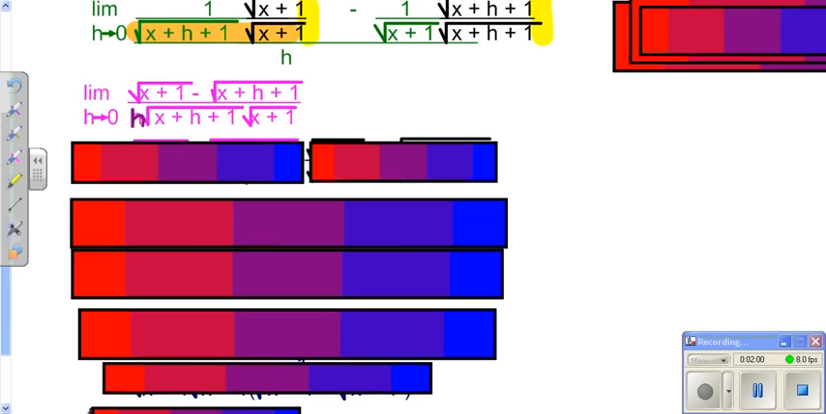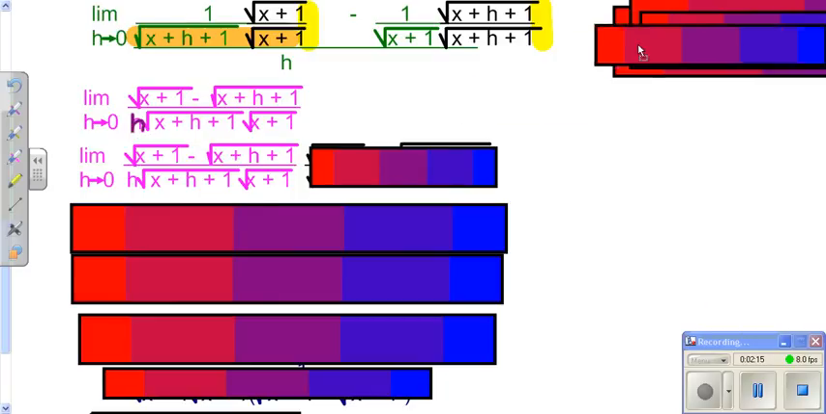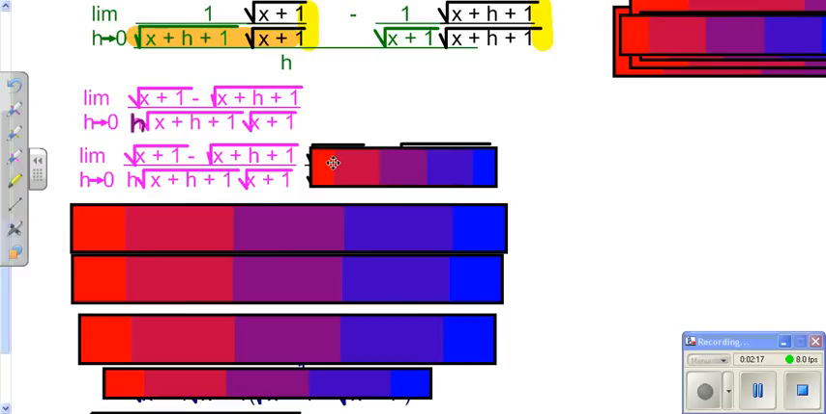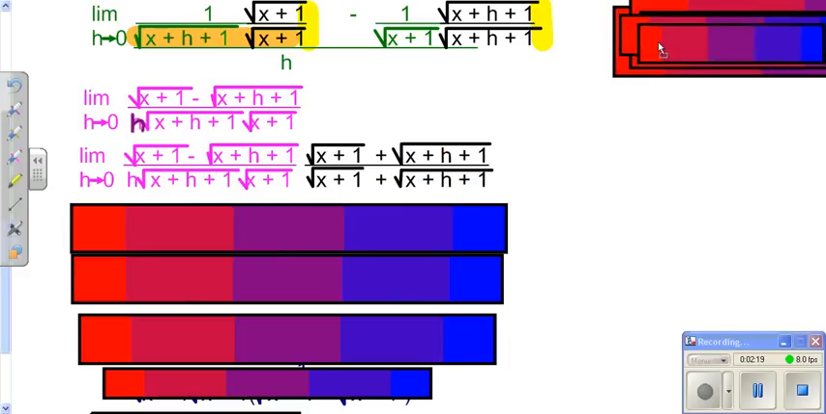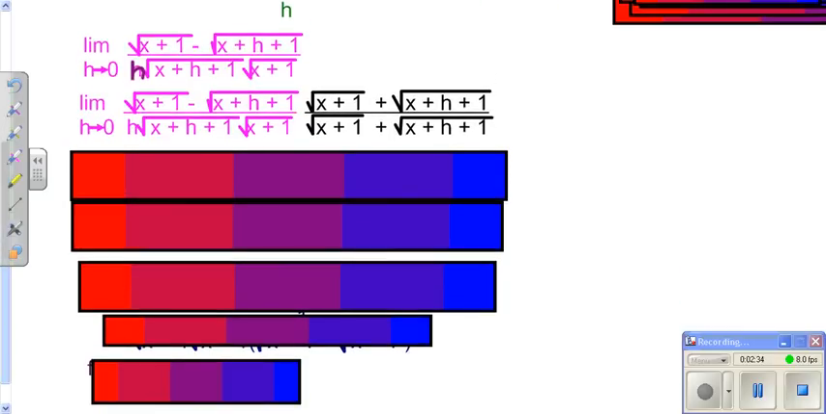Now, we need to continue to work with this. We need to somehow get the h out of the bottom so we can plug in a 0, because with that h still there, we'd be dividing by 0, and we can't do that. So we're going to take our original problem here in pink and multiply the top and bottom by the conjugate. And remember, the conjugate's the same thing, just with the sign in between switched. So it was a minus, it went to a plus. And you may have to pause the video as you're working this out.